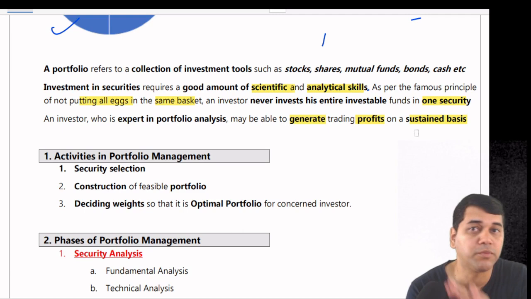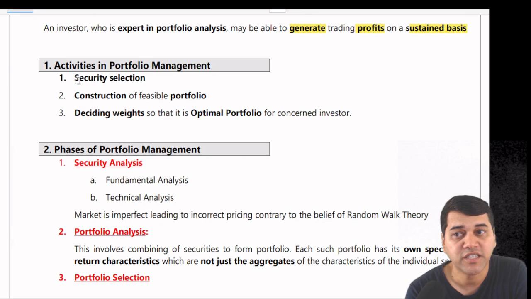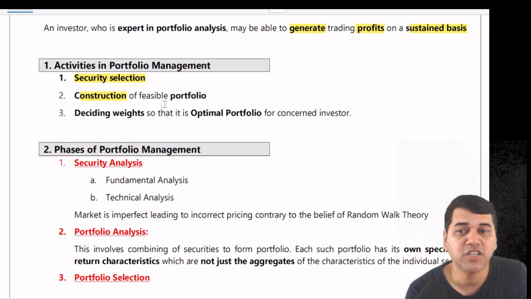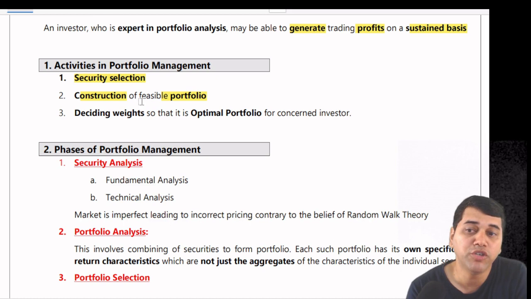Now, what are the activities involved in portfolio management? First, security selection. On what basis? Security evaluation. Then construction of the feasible portfolio. You have to decide what you need to have in your portfolio. And third, you need to decide the weights. How much weight should I give to gold?